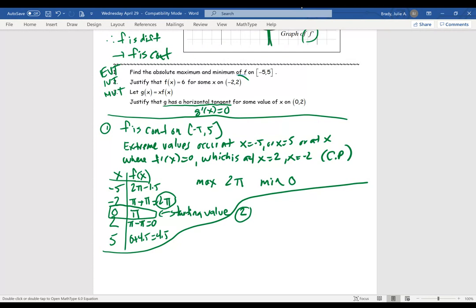Okay, let's look at 2. They gave us the interval, so we're going to tell the reader, by the EVT, for this one. Okay, let's see 2. F of negative 2, well, we already calculated that. F of negative 2 is 2 pi, and f of 2 is 0. And they want us to see if we hit 6. So we're going to say 6 is bigger than 0 and less than 2 pi.